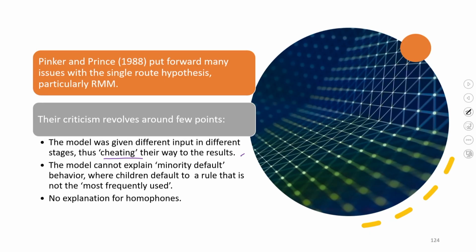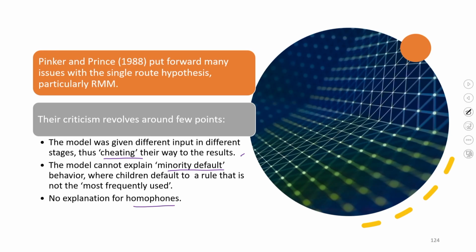Secondly, the model cannot explain the minority default behavior. Minority default is what we discussed in terms of the German language, where the inflection which is not the most common one was defaulted on. That is where the children took it as the default system. So, that is called minority default. Minority default behavior cannot be explained by this particular theory, and there is also no explanation for homophones.